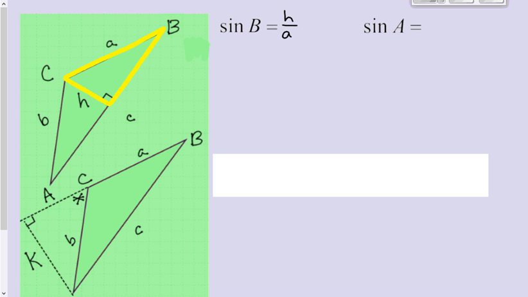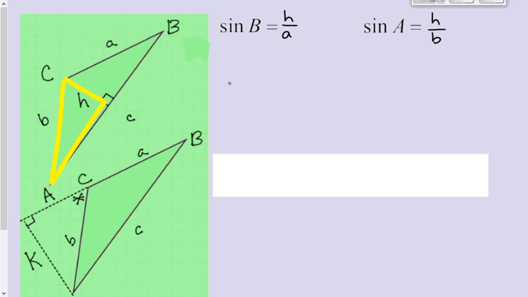And then if I move down and use the other right triangle that's created, we have another opportunity to use the sine, cosine, tangent relationships. And if I want the sine of angle A, then I take its opposite over hypotenuse, which would be H over B. Okay, now this is going to look very familiar. We did this in the first case.